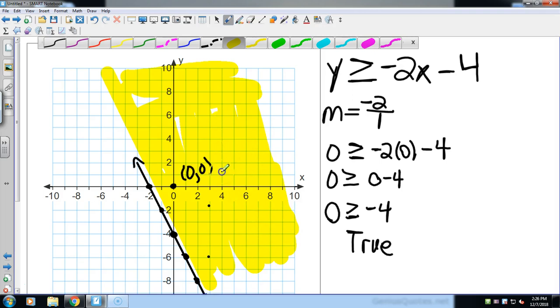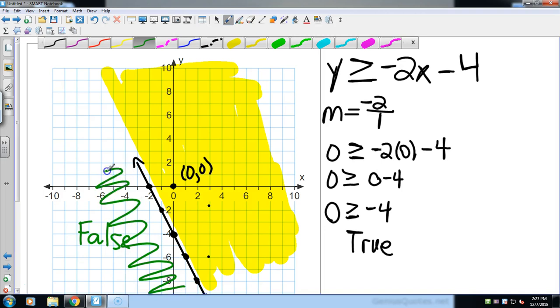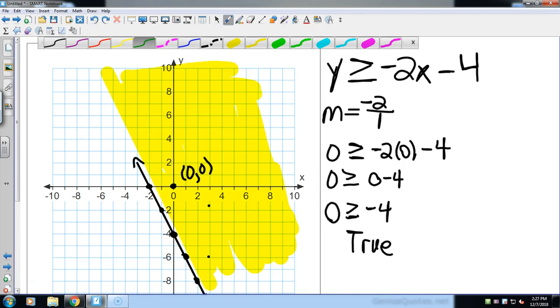Had that come out to be false, then I would have shaded the region that did not include 0, 0, which would have been all of this region over here. But it did not come out to be false, so we're going to get rid of that. And that's about 9 minutes worth of graphing in two variables, or otherwise known as graphing inequalities.